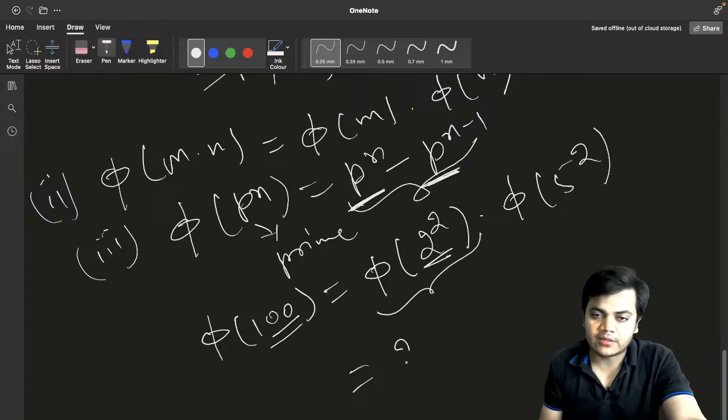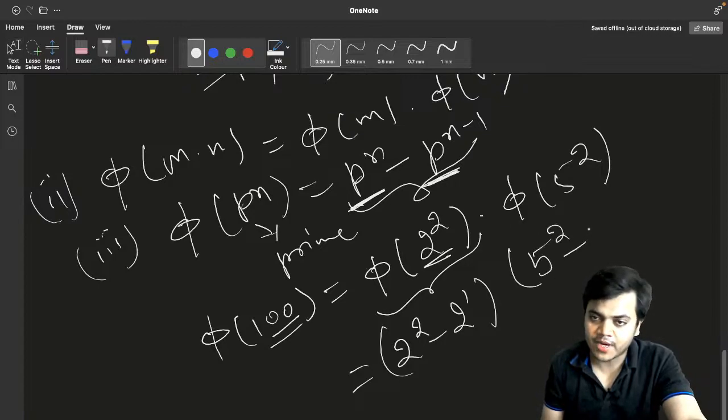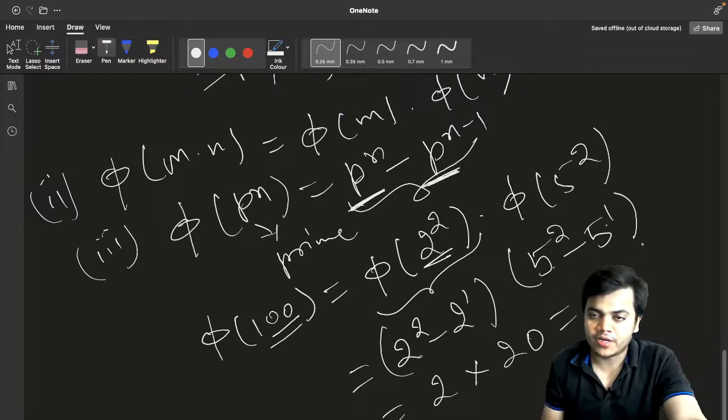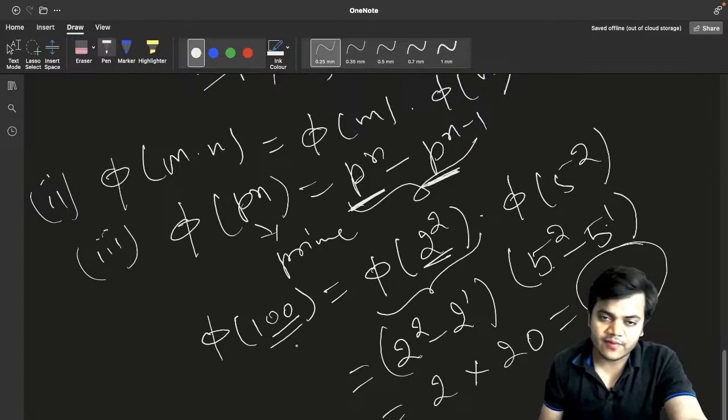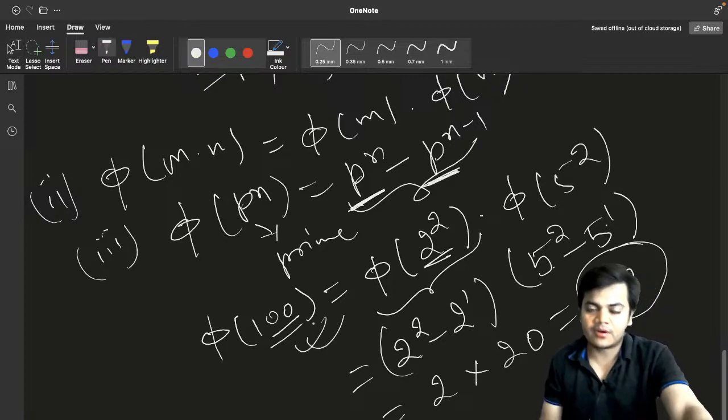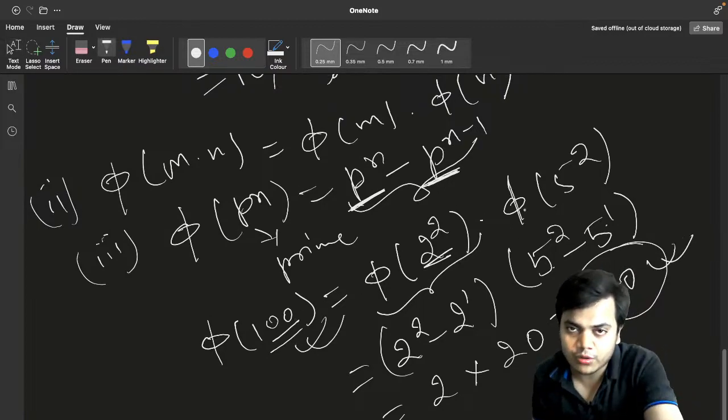So it will become 2 raised to the power 2 minus 2 raised to the power 1, that is phi of 2 squared, and into phi of 5 squared will be 5 raised to the power 2 minus 5 raised to the power 1. So certainly this is going to become 4 minus 2, which is 2, into 25 minus 5, which is 20, so it will become 40. So the number of elements in U100, which is given by phi of 100, is 40 also. So this kind of calculation is also going to happen.